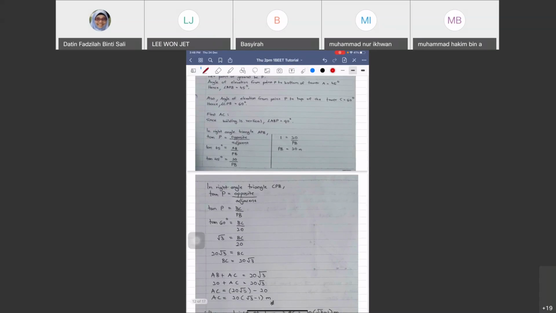So basically this one is where you have AB plus AC equals BC. So this BC, you got it from here. AB is from what was given just now. So AB is given, BC you just found from here. Therefore your AC is just your BC minus AB. So I suppose this is correct.